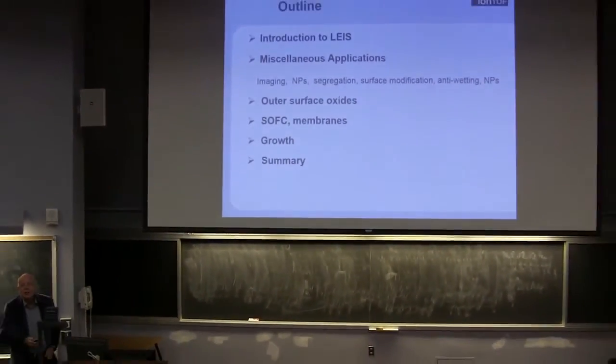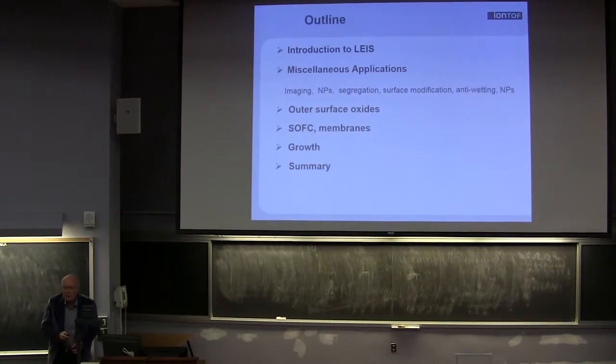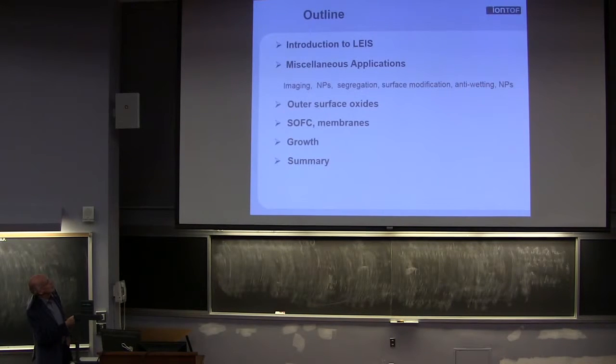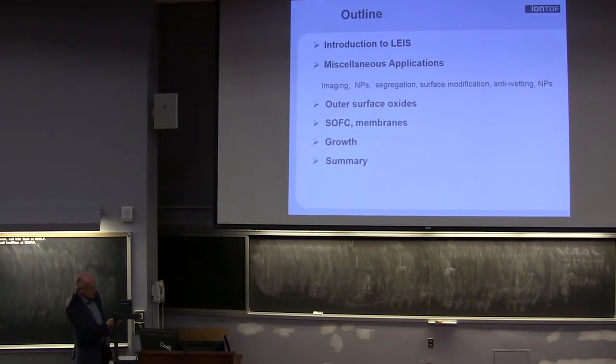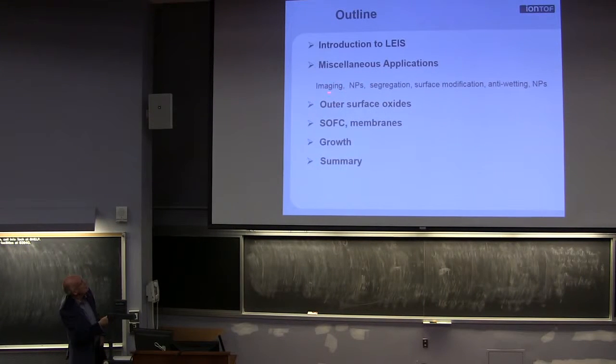I'll first give you an introduction to make everyone aware of how the technique works, with some applications in the beginning: imaging, nanoparticles, segregation, surface modification, all kinds of things like that. What is special about oxides? What is that outer layer? A lot of people do not fully understand how very different it is from what you probably think the outer layer of oxides is. Then something on fuel cells, membranes, growth, just how far we get.